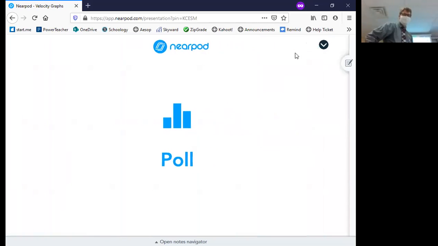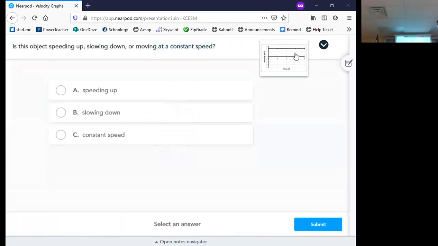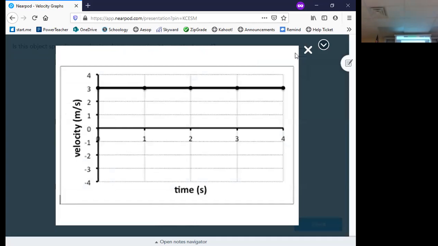All right, next question. Speeding up, slowing down, or moving at a constant speed? Everyone is right so far who's answered. All right. That means it's slowing down. Is that still the case? That's not the case anymore. All right. So if we look at this, we're staying at 3 meters per second the whole time, right?